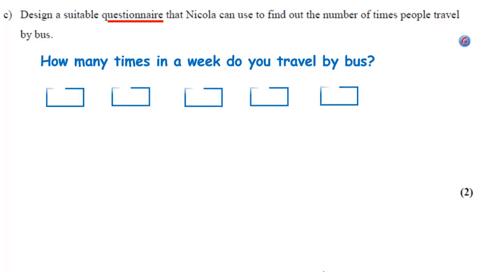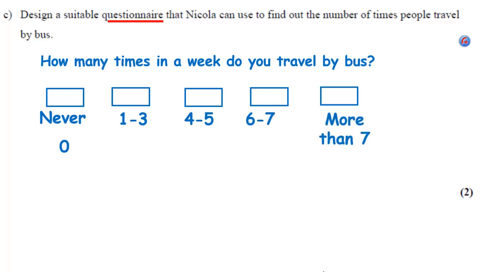Then the option boxes have at least 4 of them. I put 5 here. The first one I'm going to put never or 0. Remember, the question is how many times in a week do you travel by bus? And somebody would respond either 0 times or never. And then I'm doing certain groups: 1 to 3, then 4 to 5, then 6 to 7, and now more than 7. Write more than. Don't just put the arrow in. Sometimes people put the wrong one. Just put more than 7.